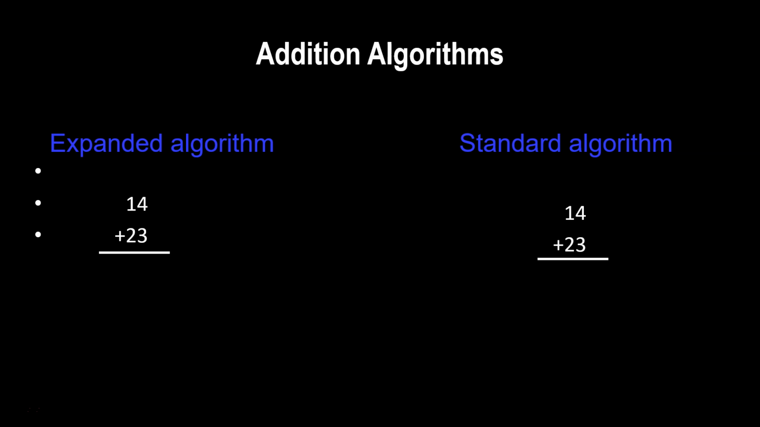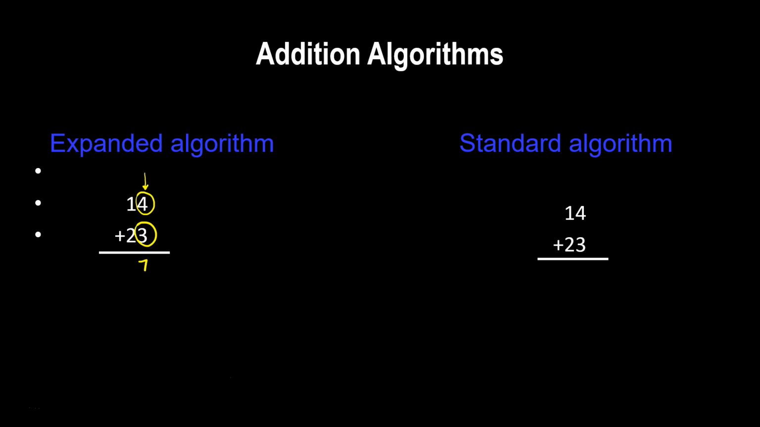Now let's talk about some algorithms that we can use. The first one we're going to look at is the expanded algorithm. In the expanded algorithm, we're going to add very similar to how you would in a standard algorithm, but there's going to be some small differences, so let's walk through it slowly. I'm going to start by looking at the digits in the ones place. So I'm looking at the 4 and the 3. We know 4 plus 3 is 7, and we know that fact from previous sections.